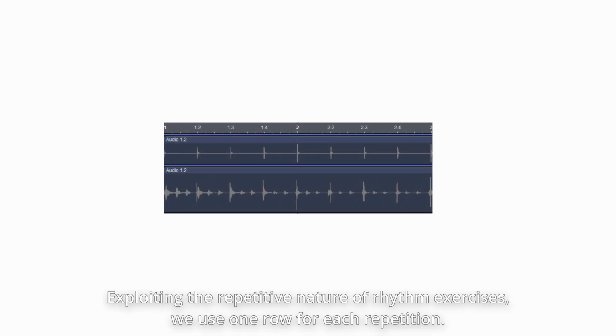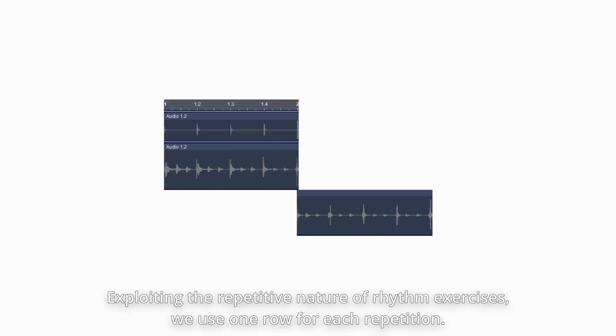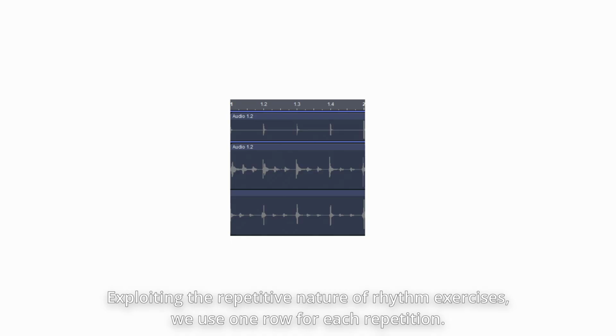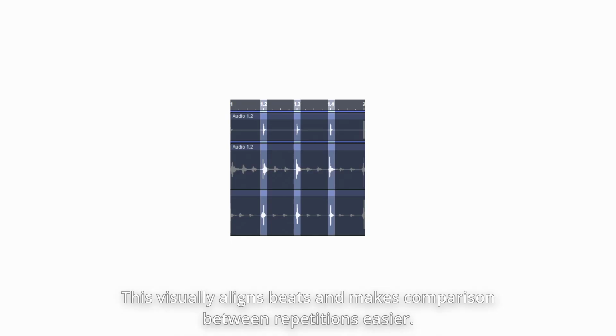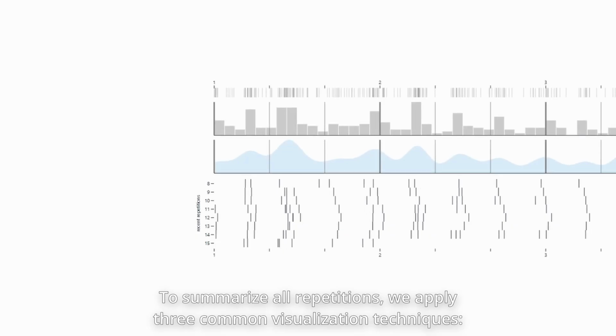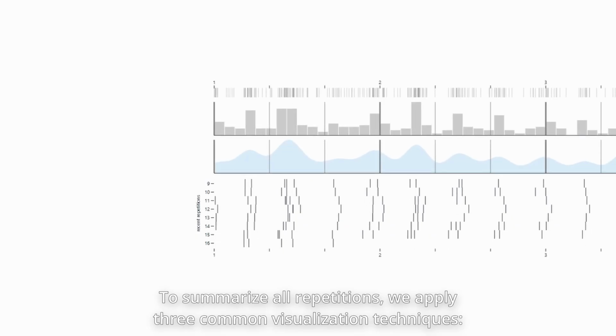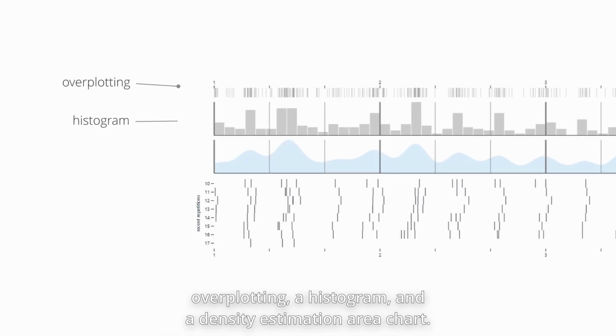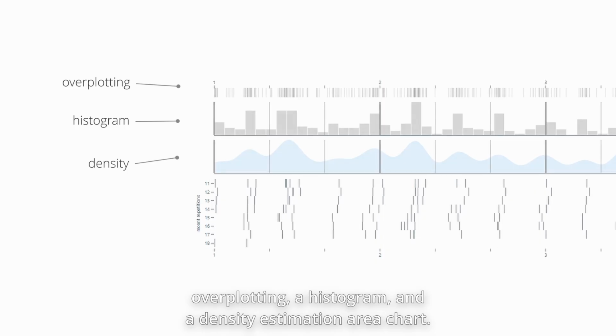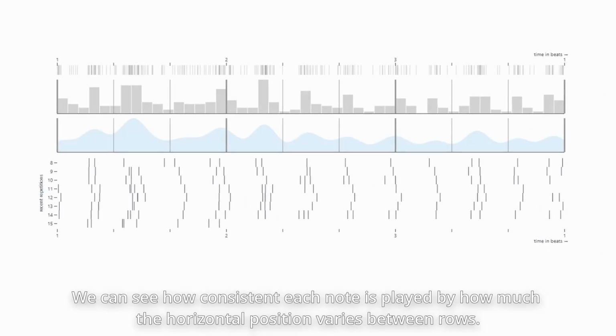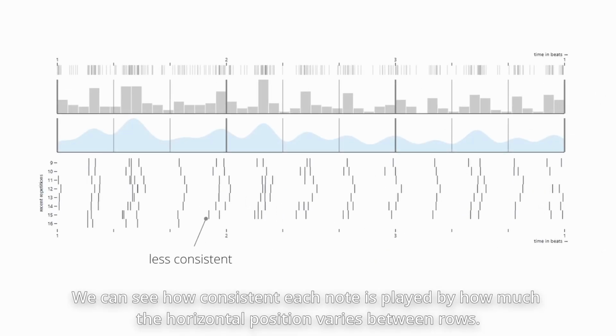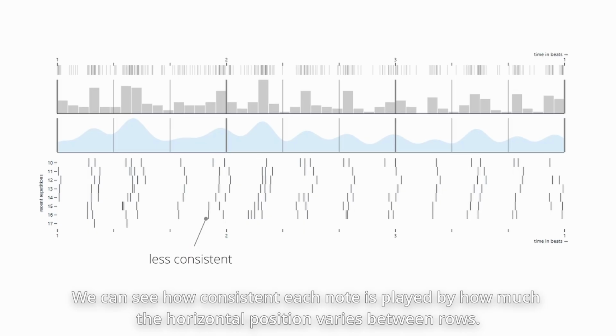Exploiting the repetitive nature of rhythm exercises, we use one row for each repetition. This visually aligns beats and makes comparison between repetitions easier. Because we are only interested in the start or onset of each note, we reduce the waveform to ticks that indicate these onsets. To summarize all repetitions, we apply 3 common visualization techniques: overplotting, a histogram, and a density estimation area chart. We can see how consistent each note is played by how much the horizontal position varies between rows.